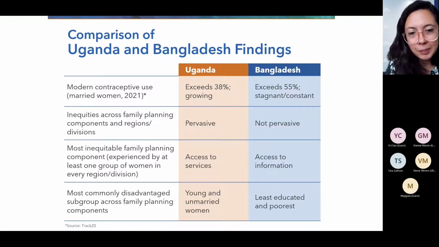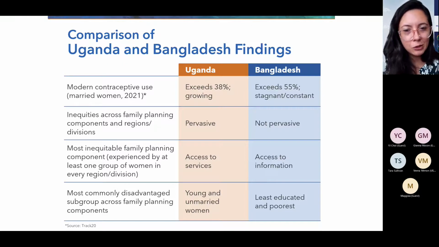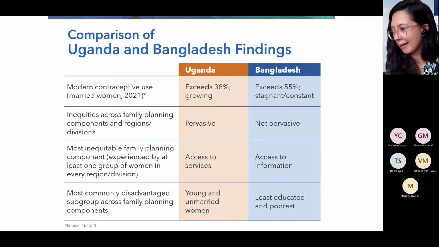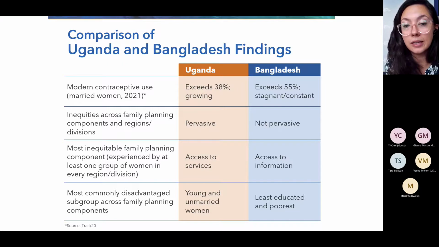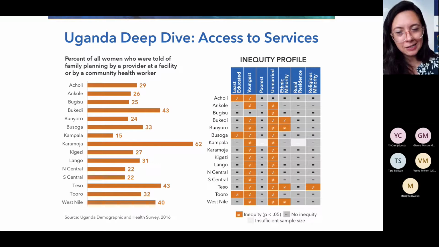And in terms of the most commonly disadvantaged subgroups, in Uganda, that was the young and unmarried. And in Bangladesh, it was the least educated and the poorest. And there's some overlap between those groups. Of course, a lot of young women are unmarried and a lot of least educated women are also the poorest. What we've seen in some of our deeper analyses is that the overlap isn't necessarily as big as you may imagine. And so it's still important to target each of those groups and ensure that they have the services that they need.